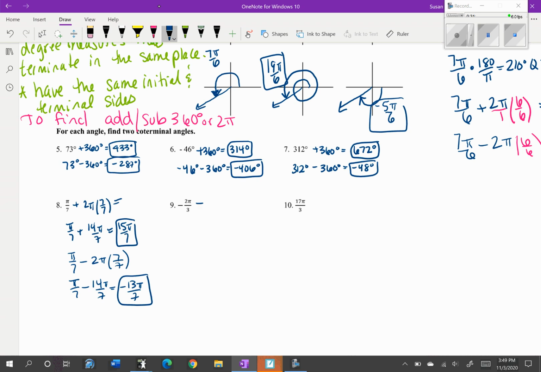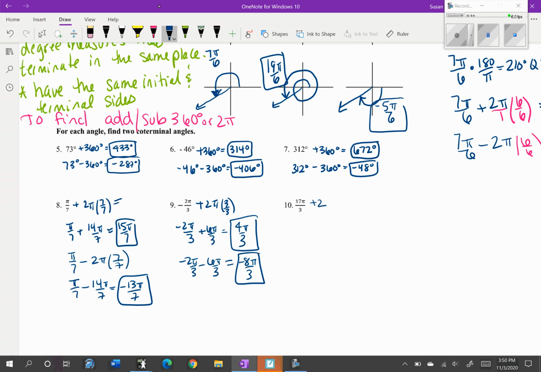For the next one, we start with negative 2 pi over 3. For your common denominator, multiply this by 3 over 3. So negative 2 pi over 3 plus 6 pi over 3, and negative 2 pi over 3 minus 6 pi over 3 would give you a positive and a negative. So that gives us 4 pi over 3 and negative 8 pi over 3 for our coterminal angle measures.